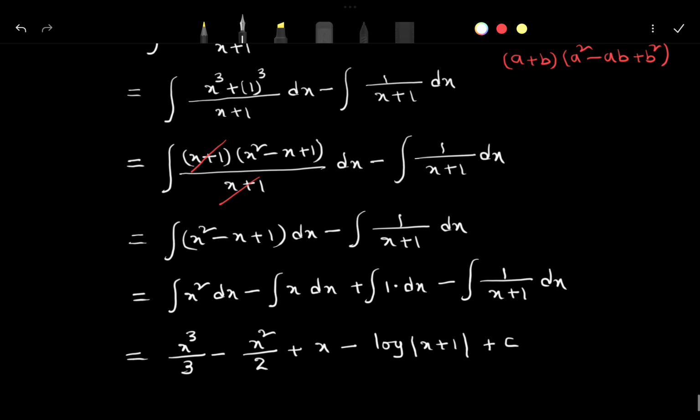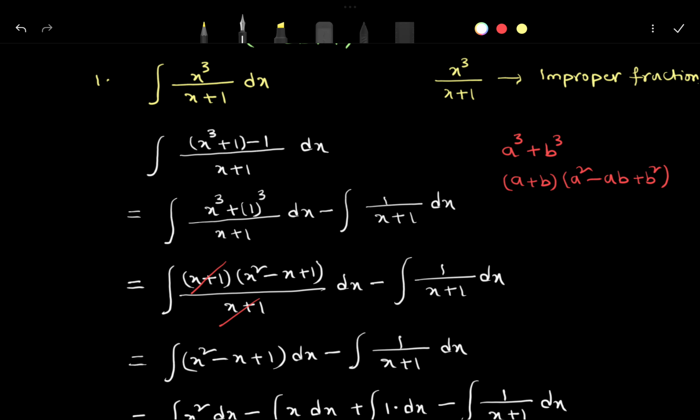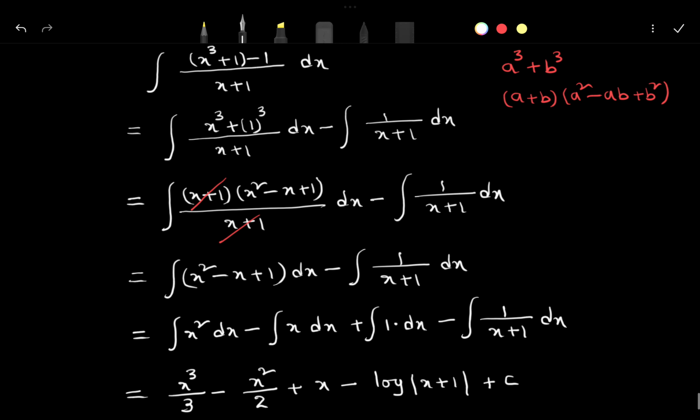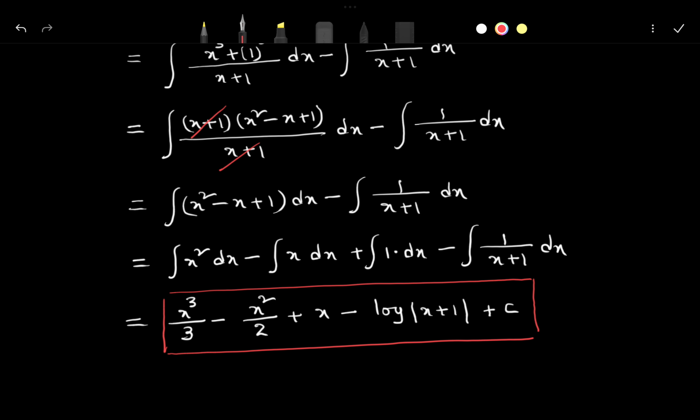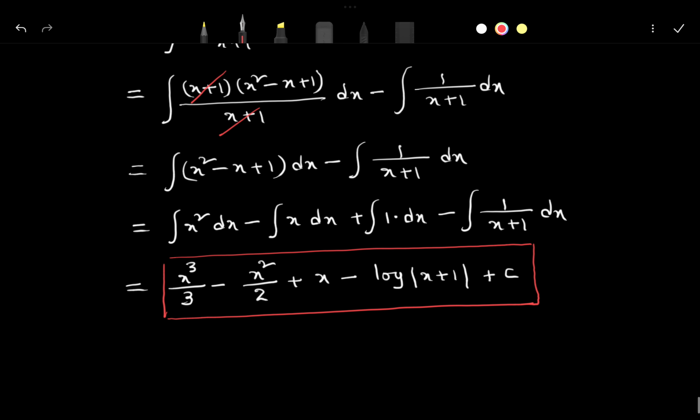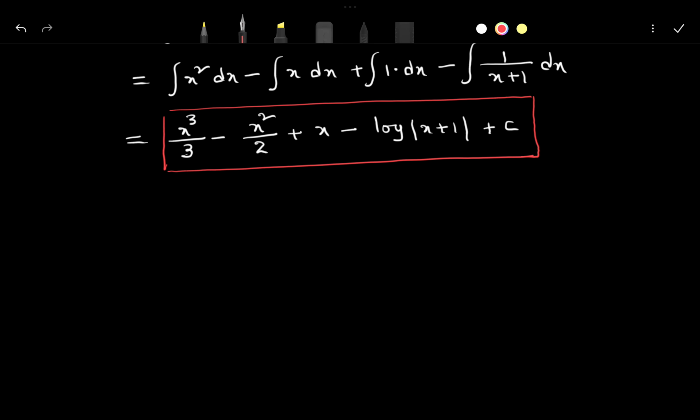Therefore, the integration of x cube divided by x plus 1 into dx will be equal to this. What is the answer? x cube divided by 3, minus x square by 2, plus x, minus log of x plus 1, plus c. This is the value of the integration of x cube divided by x plus 1 into dx. I hope everybody is clear on this problem. See, we will look at one more question.